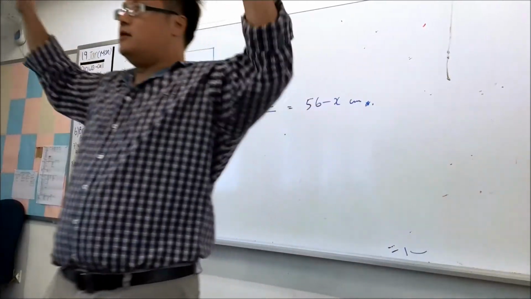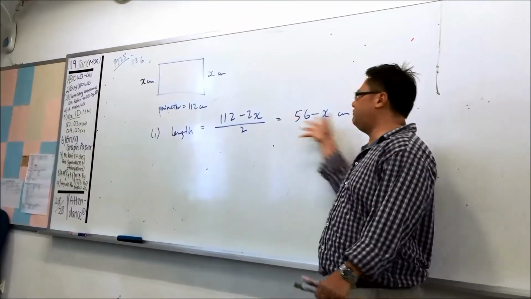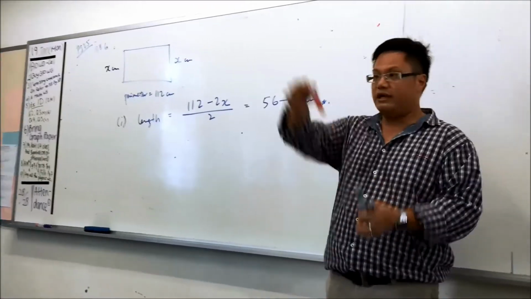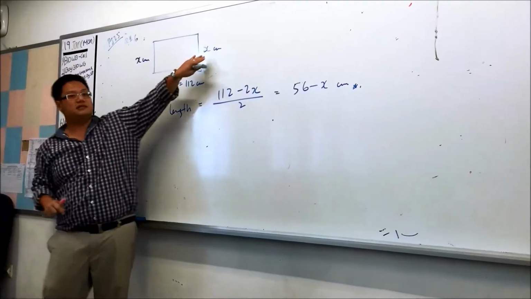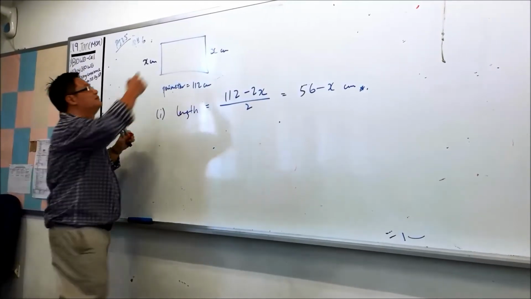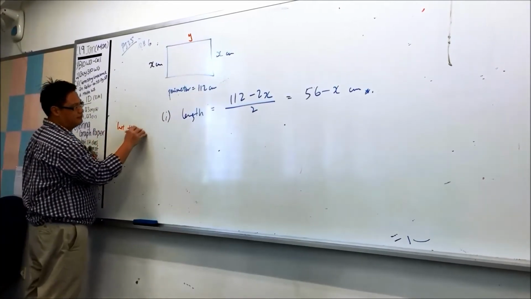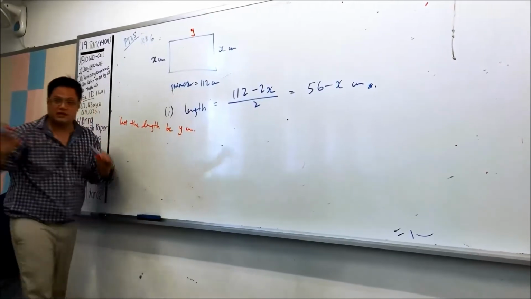Is this okay? What if some of you don't know how to do it? What if you say, Mr., I can't visualize it like that straight away? Don't worry. I'll write in red ink an alternative solution. The breadth is x. You can always let the length be y. Watch now, write in red, let the length be y. Is that okay?